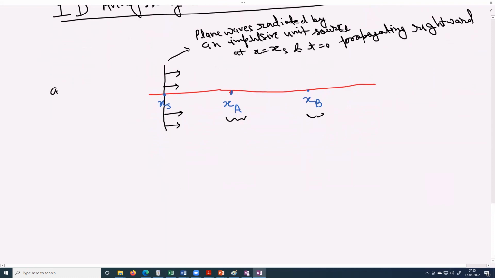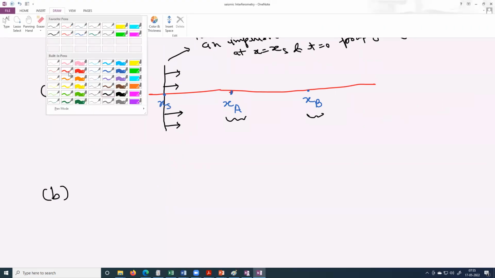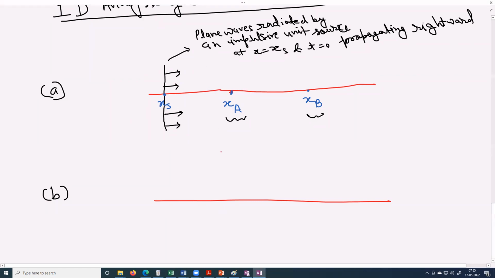the response that will be recorded at XA will be something like this. So this is your XA position, and the source position is the origin. Here you are recording the response from the plane waves generated by the unit impulsive source. So the response observed by this first receiver at XA will be, let's suppose, PA, and this is your time axis. I forgot to tell you this is the time axis.